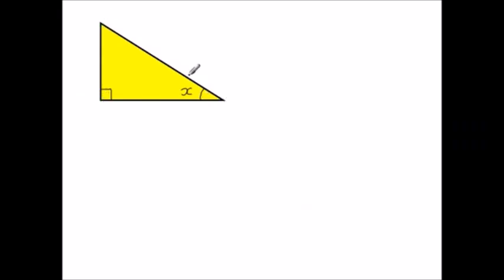We have a right angle triangle, angle x, adjacent side, opposite side, and the hypotenuse. And we know through Pythagoras' theorem that we can state this.